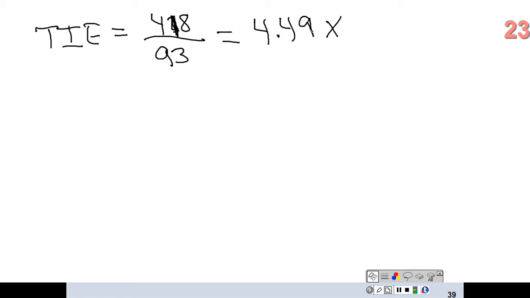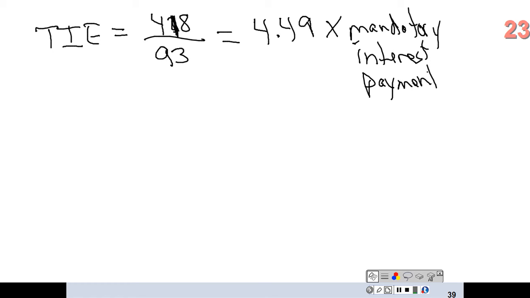So what this tells us is this company, in terms of earnings before interest and taxes or operating profit, makes 4.49 times as much as its mandatory interest payments. Because again, remember, interest payments are not negotiable. You have to make those interest payments when they come due. Interest is what you're paying to use somebody else's money.